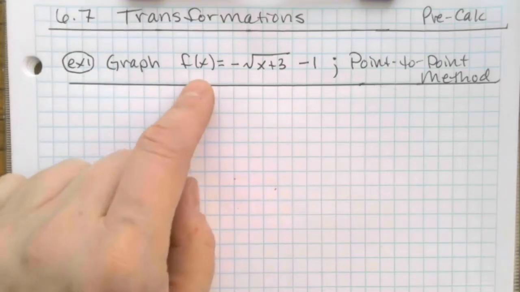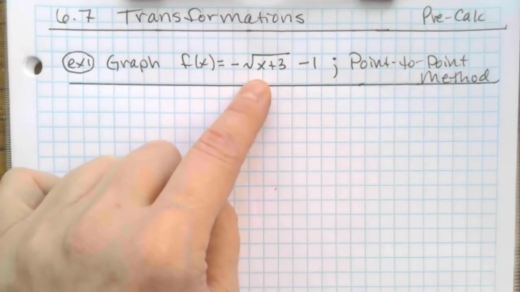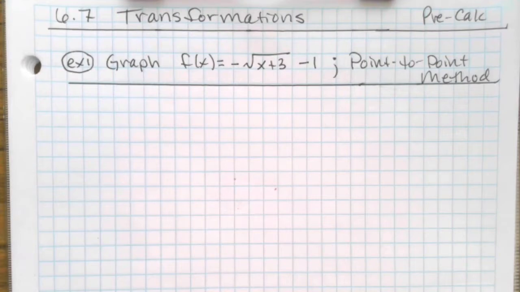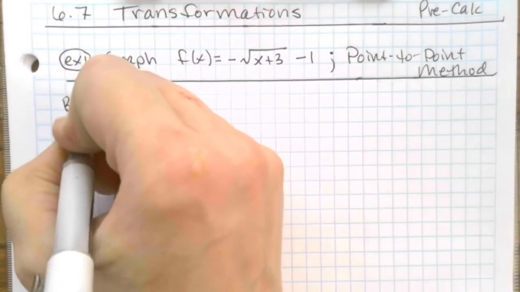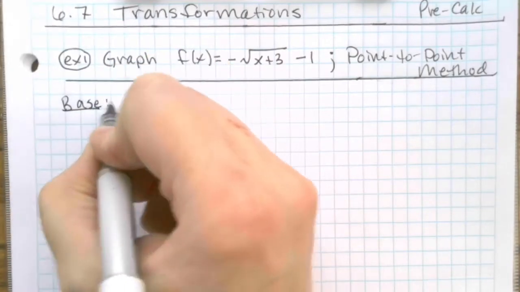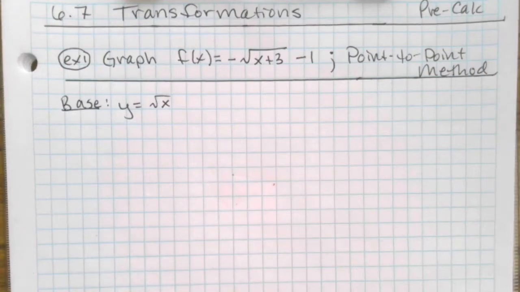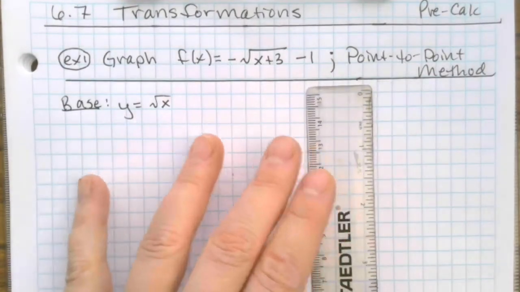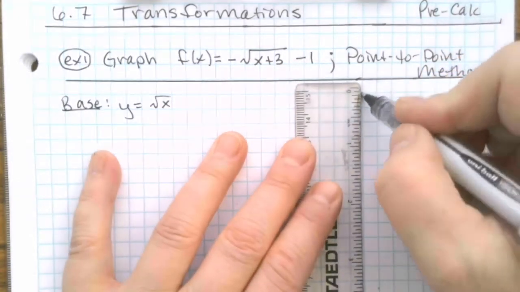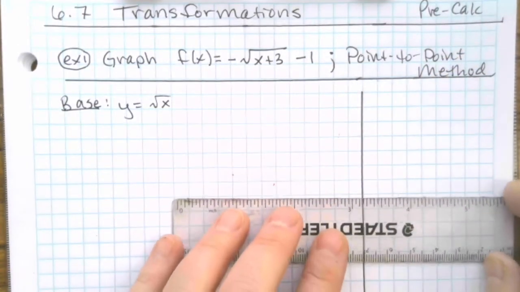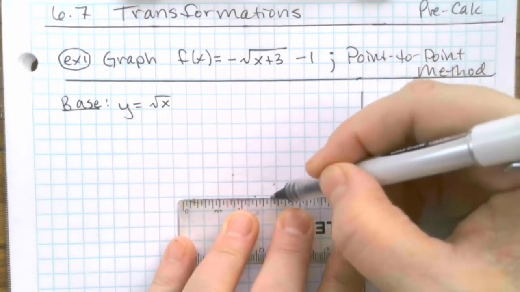So for this first one, we're going to graph the equation f of x equals negative radical x plus 3 minus 1. So first thing you want to do is establish what your base graph is. In this case, y equals radical x. And I'm going to come over here on the right side of my page, and I'm going to draw a pair of axes. They don't have to be huge for this type of graph. Radical graphs tend to be pretty compact.